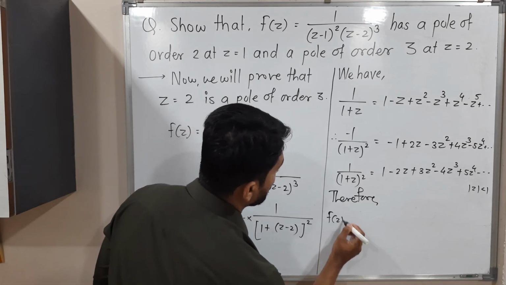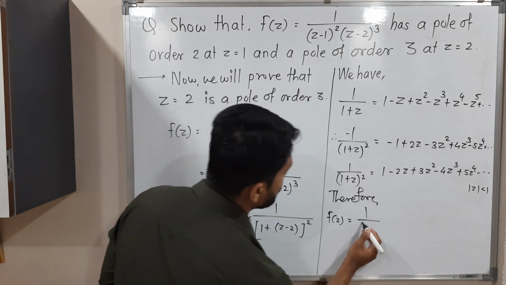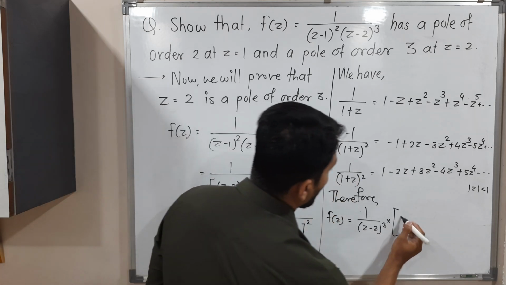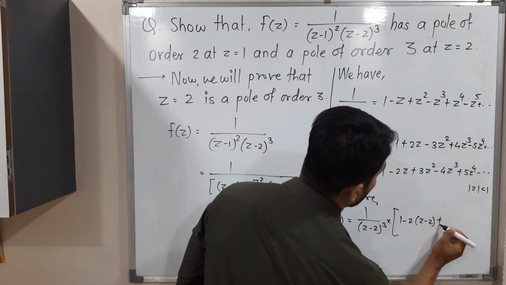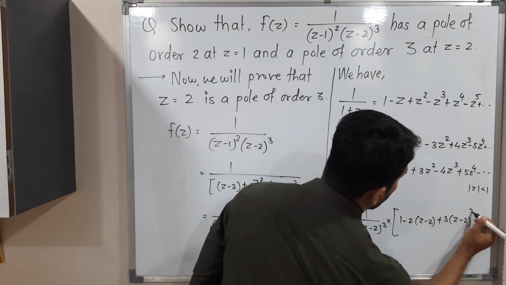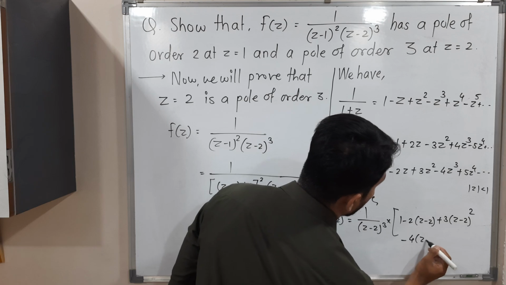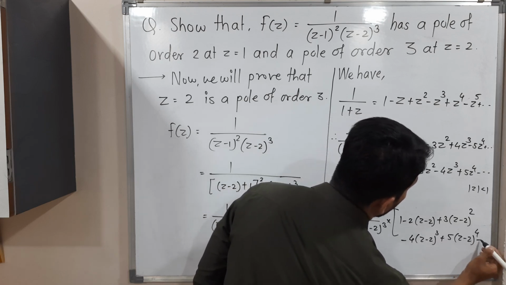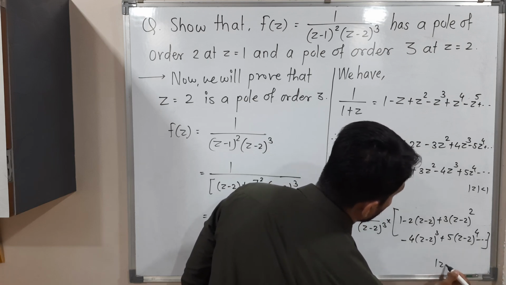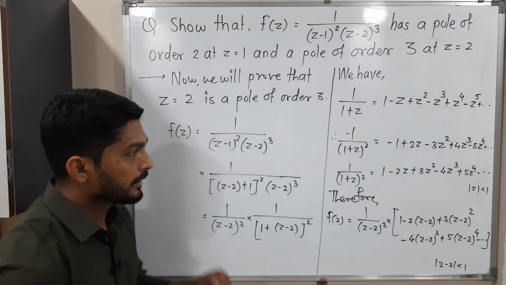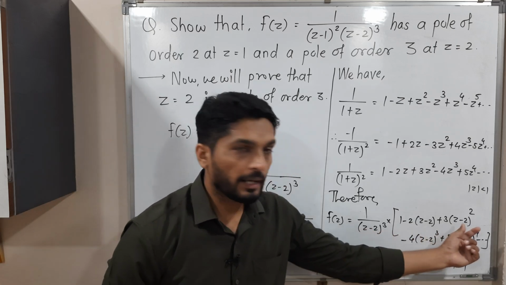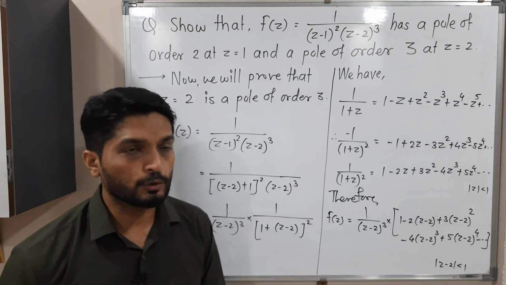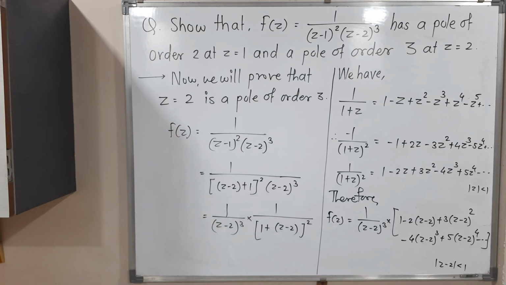Therefore f of z is 1 upon z minus 2 cube, into, I am using this expansion, 1 minus 2 z minus 2 plus 3 z minus 2 square minus 4 z minus 2 cube plus 5 z minus 2 raised to 4 and so on, and the condition is mod z minus 2 less than 1 obviously. So now what will I do? I will multiply each term of this bracket by this 1 upon z minus 2 cube. Okay, I am going to do that. Just make a screenshot of it first, then I will go further.